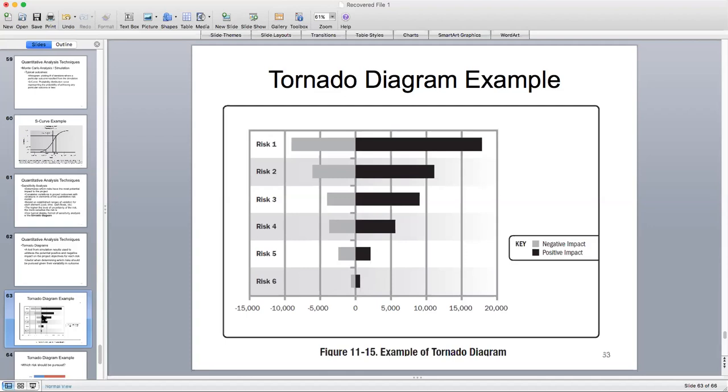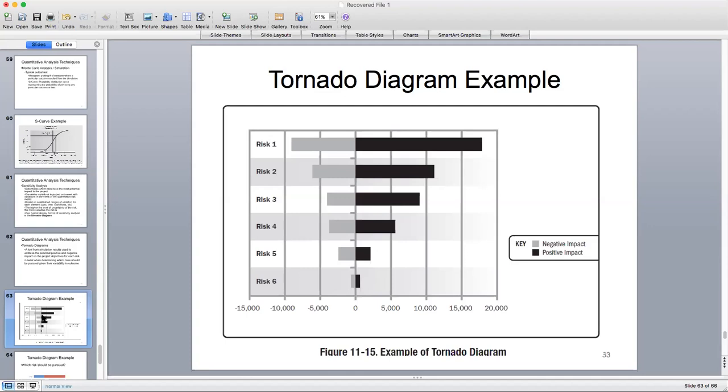And if we work our way up from risk 6 to risk 1, we can see that these risks have varying degrees of positive and negative impacts on the overall project risk. So when you're interpreting a tornado diagram, look at the top risk first and work your way down, and it helps you to better understand how the risks are impacting the overall risk of the project.